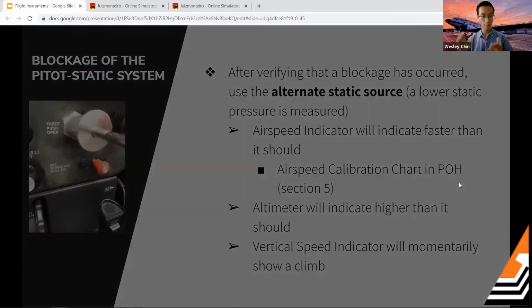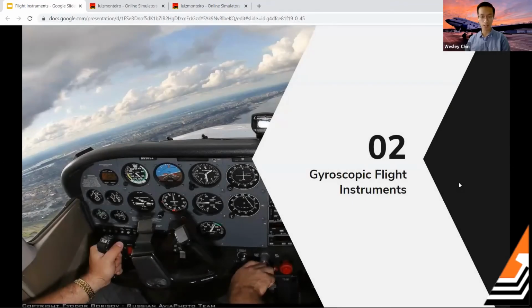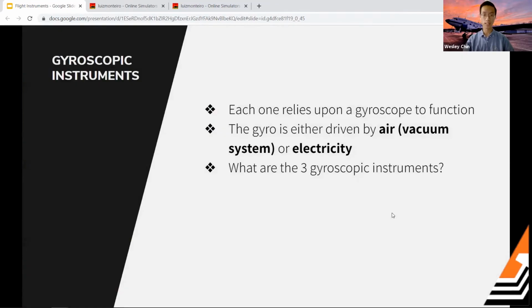All right, so that brings me to the end of the pitot-static system. So we're now going to go into the gyroscopic flight instruments.